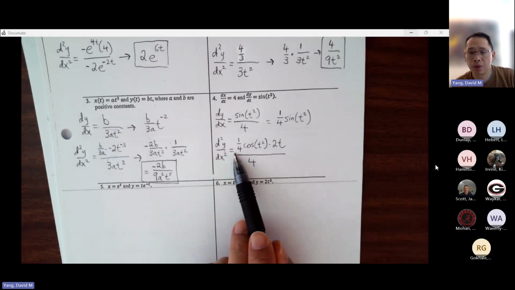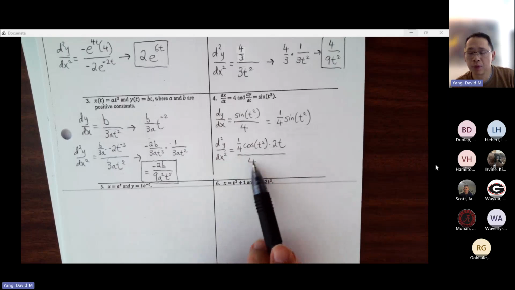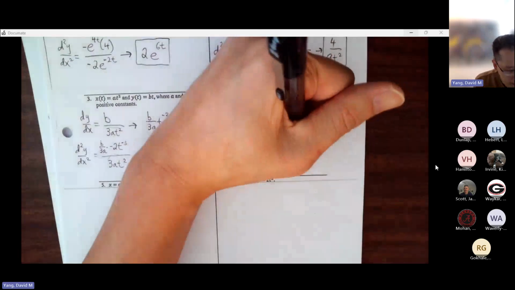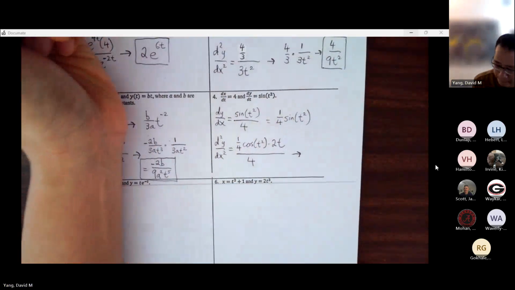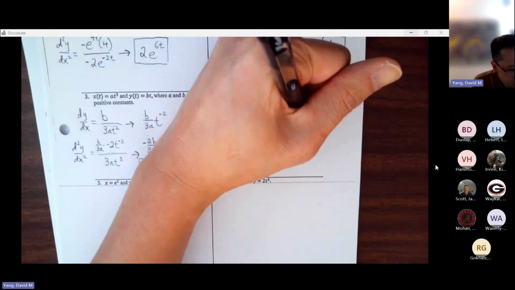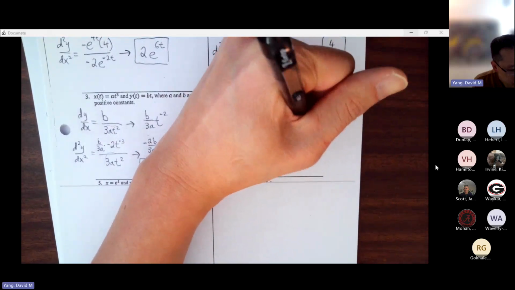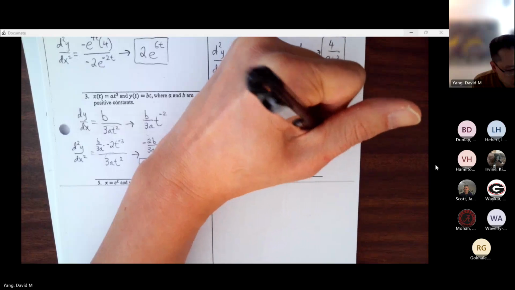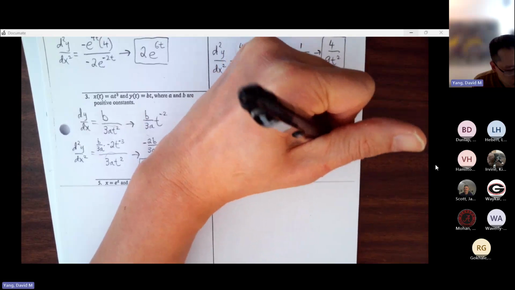So 2 over 4 reduced is 1/2. 1/4 divided by 1/2 is the same thing as 1/4 times 2, which would just be 1/2. I'm sorry, divided by, let me just go through this here, 1/2 t times 1/4.